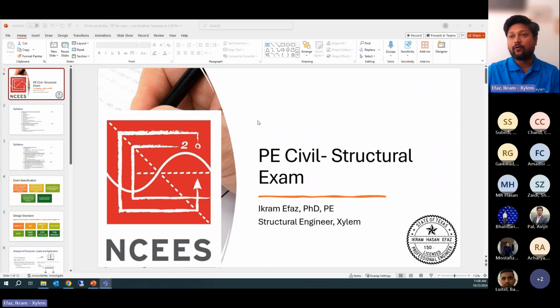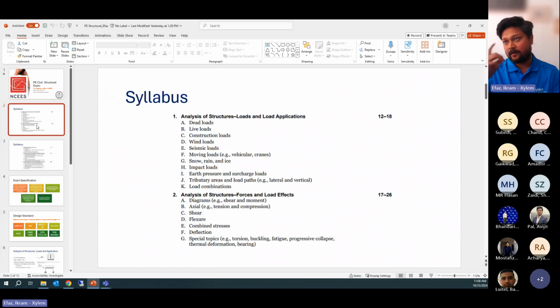So let's go through the syllabus first. The first topic is analysis of structure, loads and load application, and you will get around 12 to 18 questions from this section. Some of you ignore this section, but you see that it's almost 12 to 18 questions. I have seen more than 18 questions coming from this section, and this is a pretty general section. We thought that we know this, but there are a lot of problems. When a problem arises, we cannot solve it if we don't have experience.